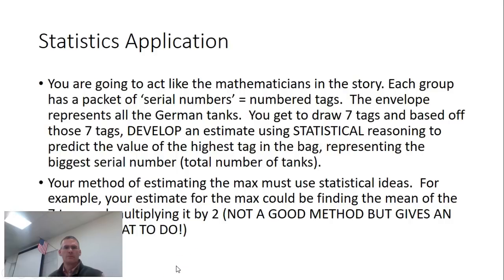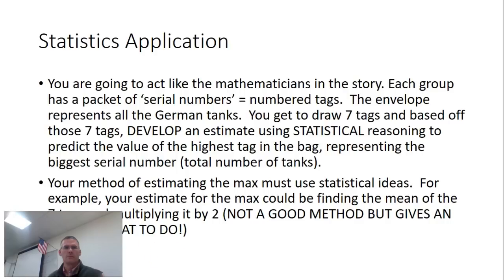So you cannot pick all of the tags out, though. Just like the mathematicians in New York, they only had a select few serial numbers off of tanks that had been captured to work with. So you guys are going to pick 7 of these little green tags or yellow tags, depending on what envelope you have, and that's the 7 serial numbers that you guys get to work with to try to develop or create an estimate for the maximum number of tanks, maximum number of tags in your envelope.